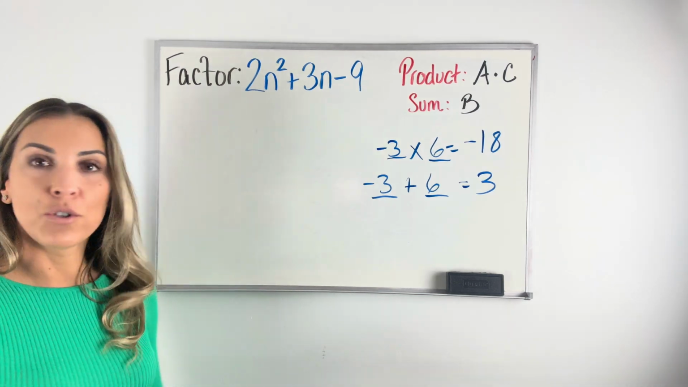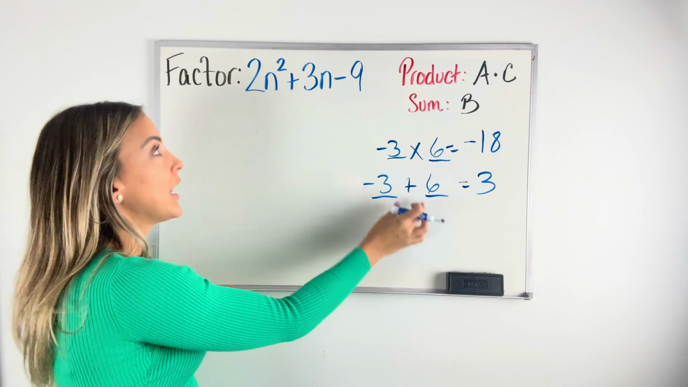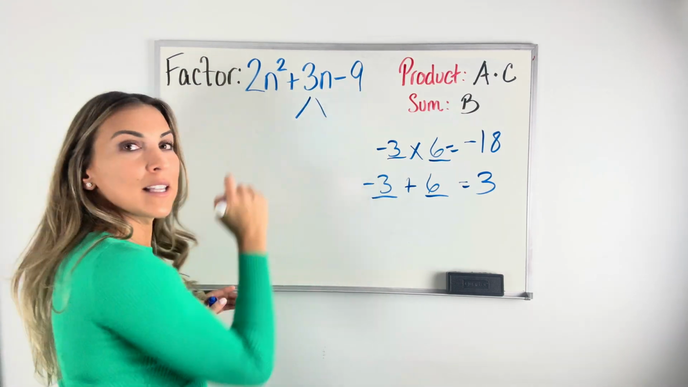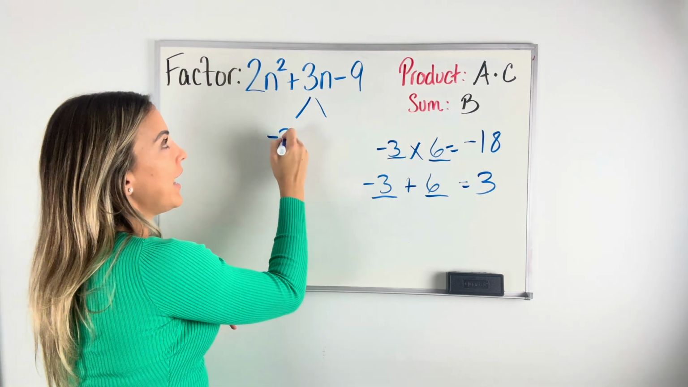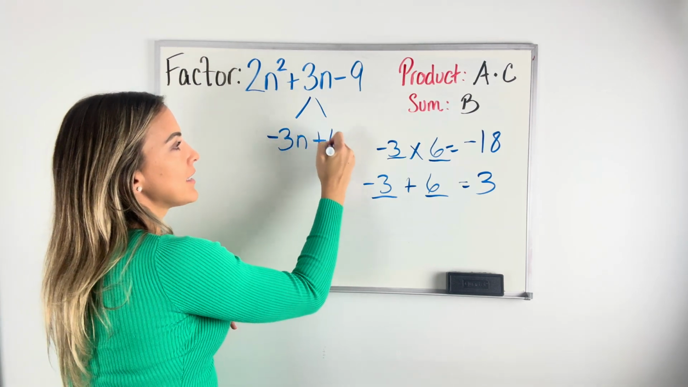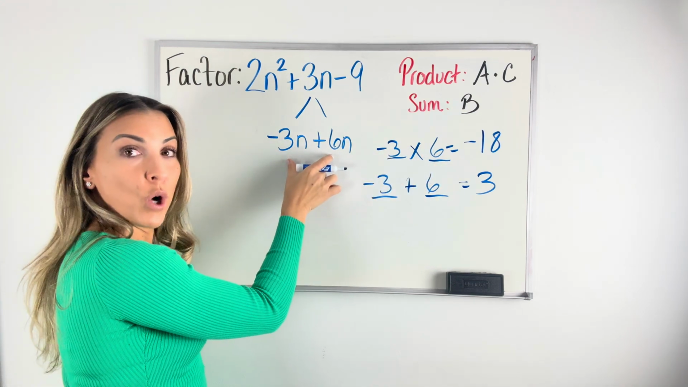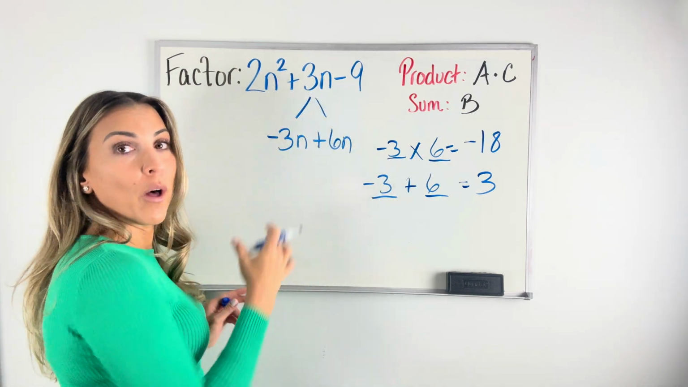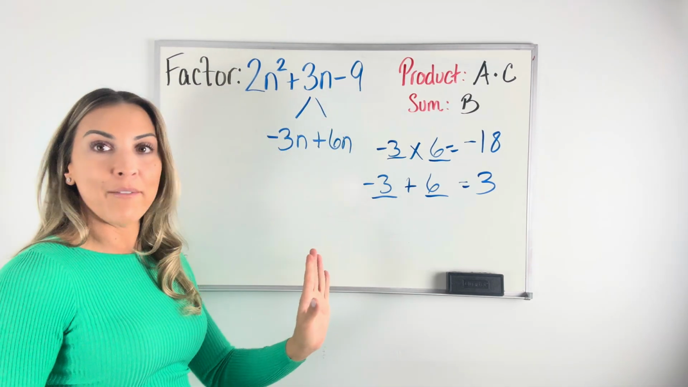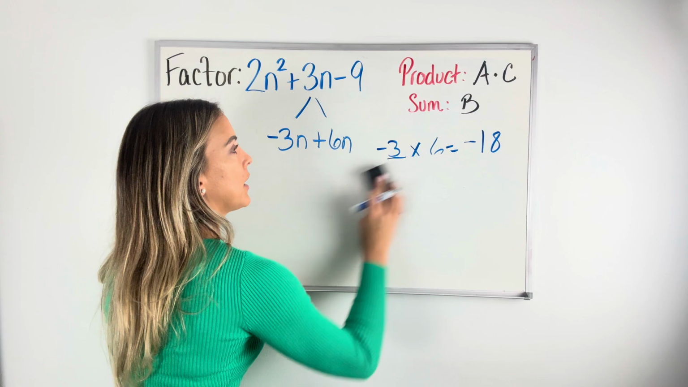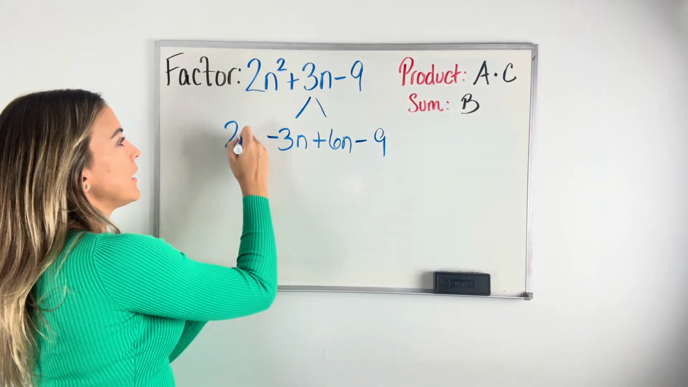Now let's do just like before. We're going to take these two values and use that information to split this middle term. So instead of writing a +3n, I'm going to rewrite this as -3n plus 6n. That's where these two numbers came into play. I use them as the new coefficients of that variable. I'm allowed to do that because negative 3n plus 6n is 3n, so I haven't changed the value of this expression. Now we're going to bring down the first and last terms and continue.